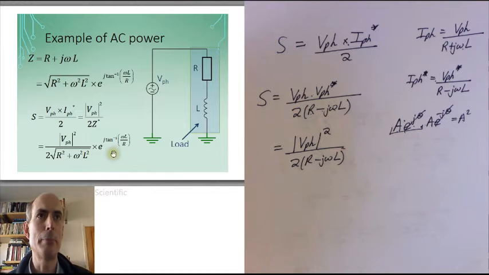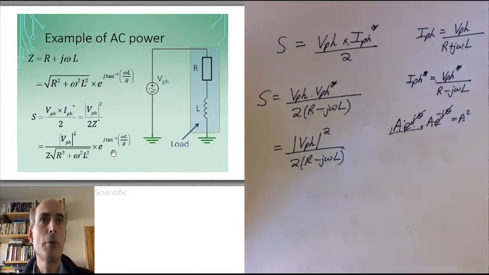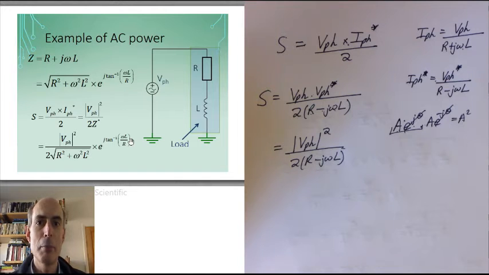You may note that the phase of the complex power is the same as the phase of the complex impedance. And that is always true, because you get the complex power by taking the complex impedance and multiplying it by a completely real quantity, the square of the magnitude of the current phasor divided by 2.